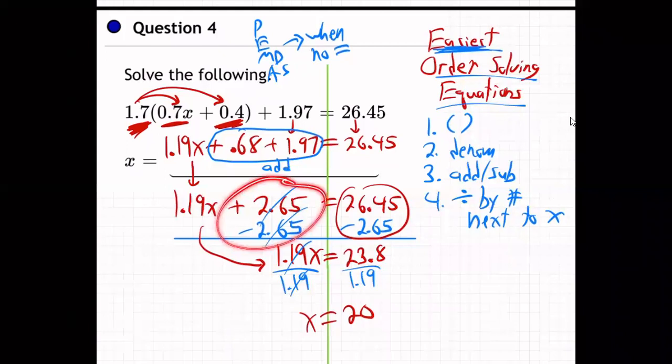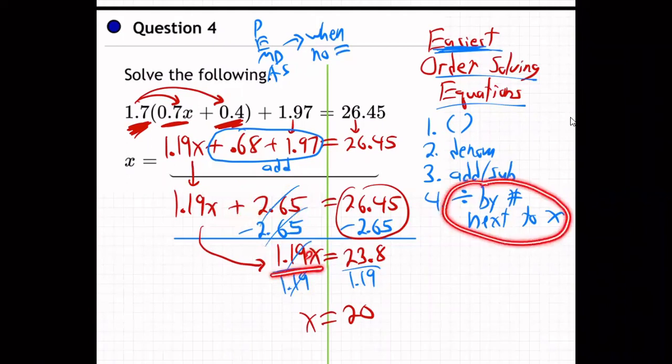So I start here with the outer layer, get rid of that 2.65 that is added by doing the opposite, subtracting 2.65 from both sides. And then I get rid of the 1.19 right next to the x. Anything right next to the x is times. To get rid of it, I divide. And that's always the last step. Divide by the number next to x on the last step. And so there we go.